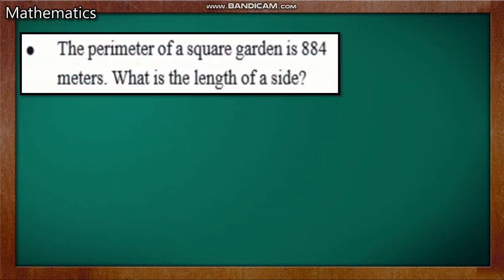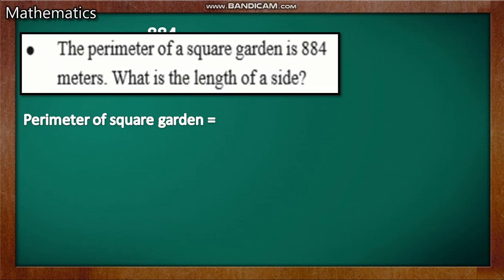The perimeter of a square garden is 884 meters. What is the length of a side? As it's a square, how many sides does a square have? That is 4 sides, 4 equal sides, that is a square. Okay, let's start from what is given. The perimeter of the square garden. Let's write that first.